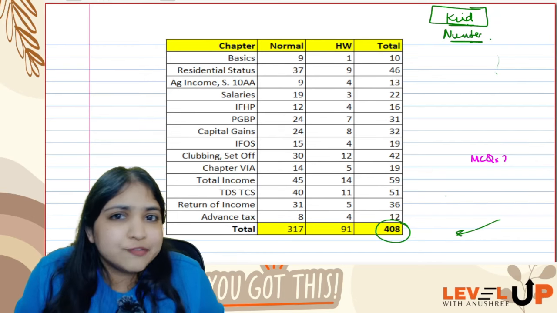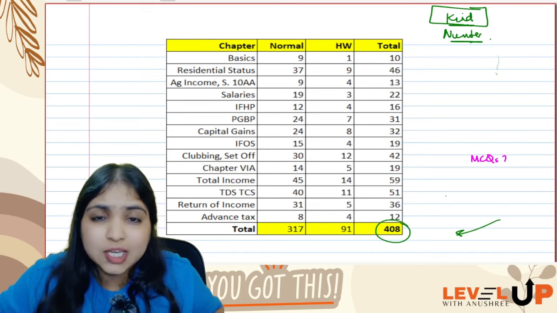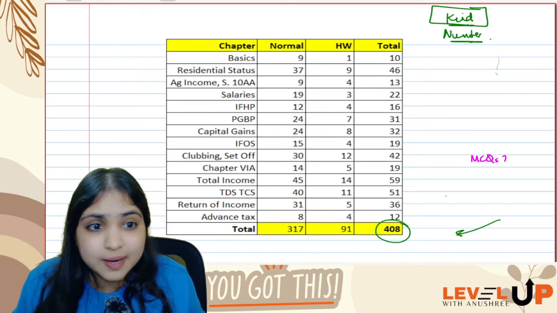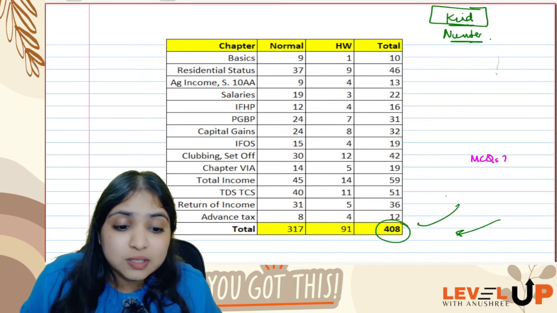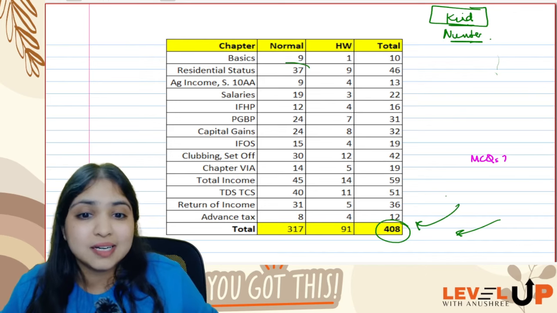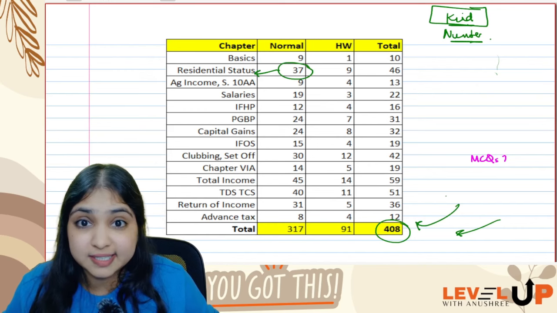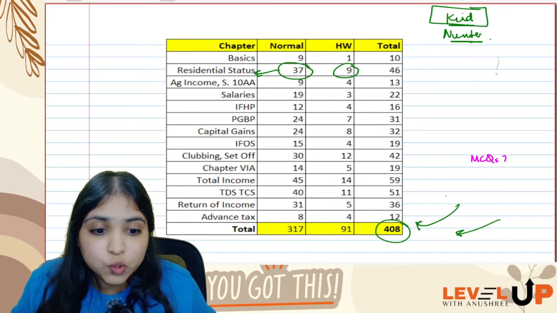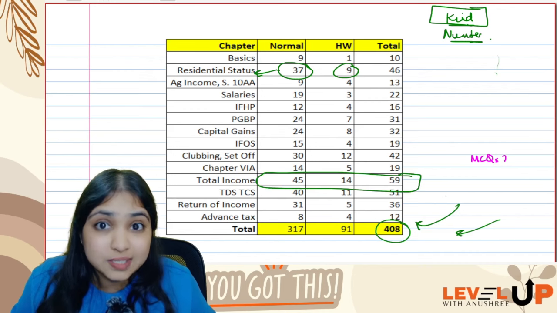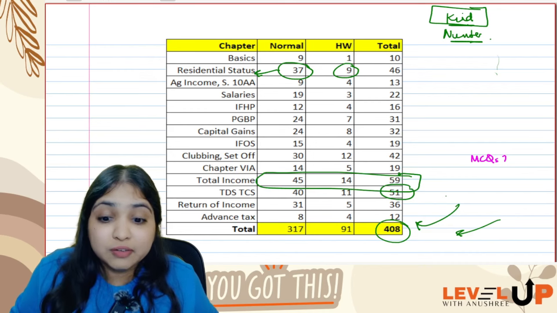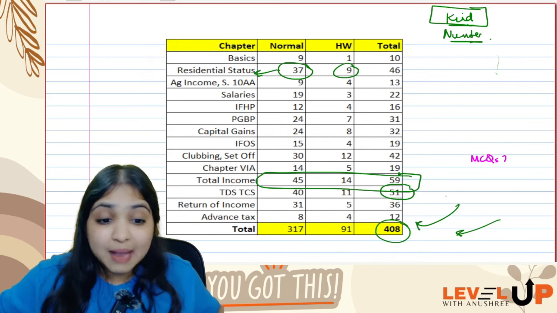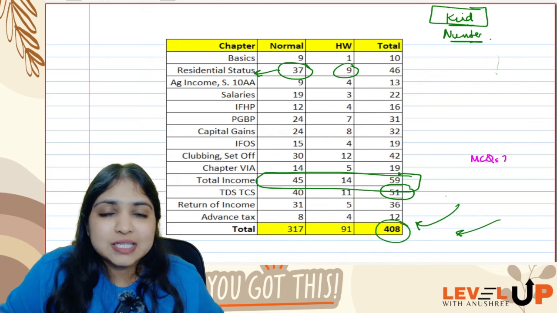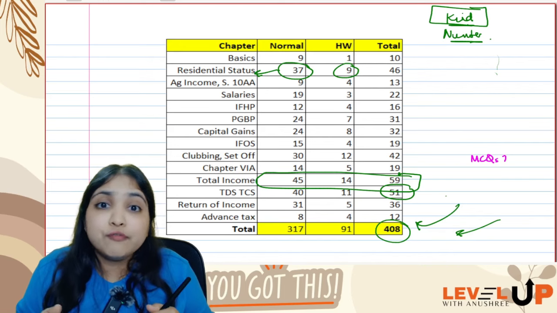You will see yourself improvising. You will see your own self getting better and better, reducing and eliminating the silly mistakes one by one. And when you have worked out this many questions, come on guys, 37 questions in residential status in class and 9 again at home. If you look at total income, you will be doing 59 questions, and 51 questions in TDS and TCS. Once you are done with this, I can give you an open challenge that every single thing in your question paper will look so familiar.